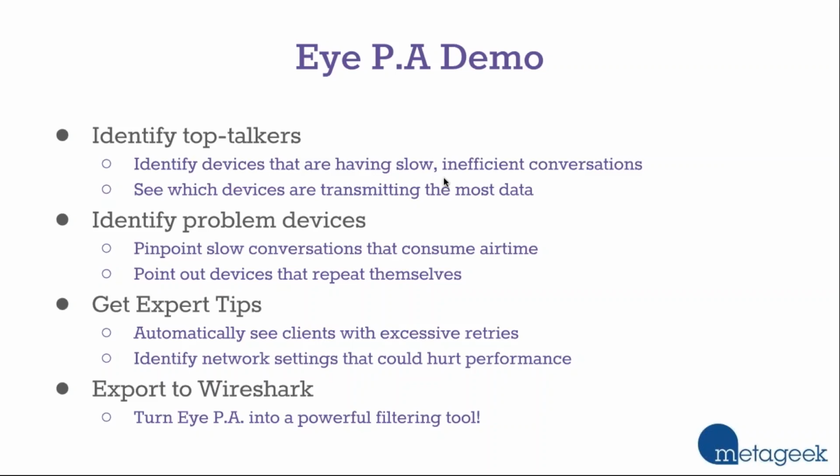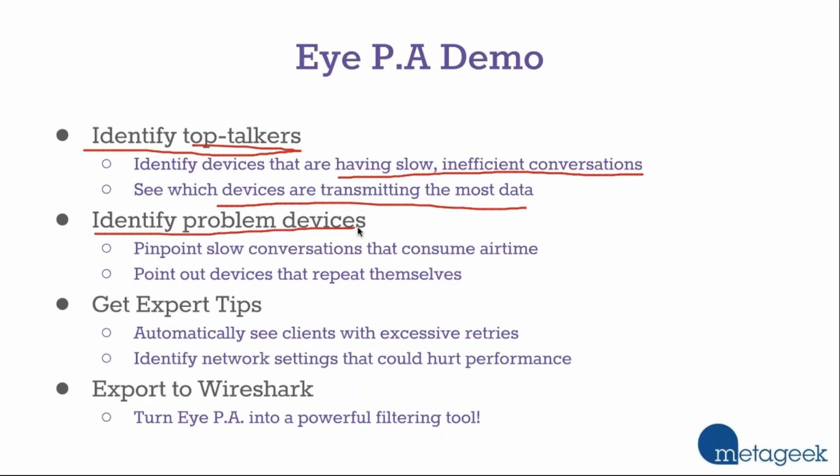Before we jump into the demo, I'm going to show you a couple different ways that you can get PCAP files. But here's just some top things that IPA is really great for. It's really great for identifying top talkers. It's great at identifying devices that are having slow and inefficient conversations. And it's great for seeing which devices are transmitting the most data. It's great for identifying problem devices. You can pinpoint slow conversations that consume airtime, and it will also automatically point out devices that repeat themselves all the time. Remember those retransmissions when you have to retransmit something. It also will show you expert tips.